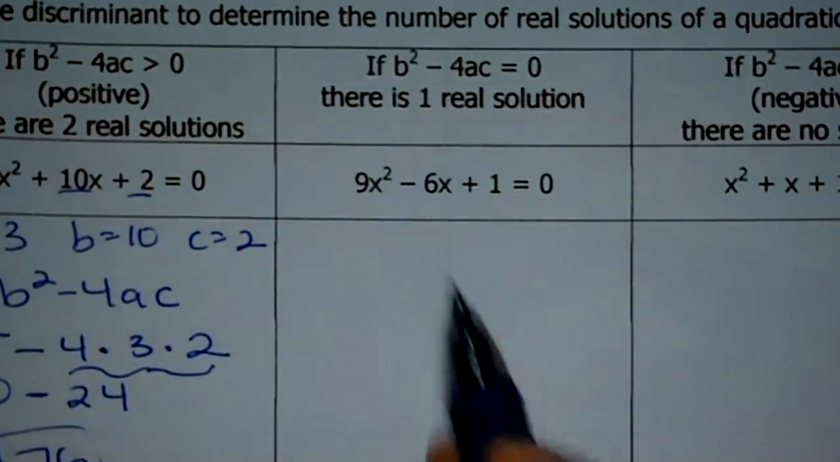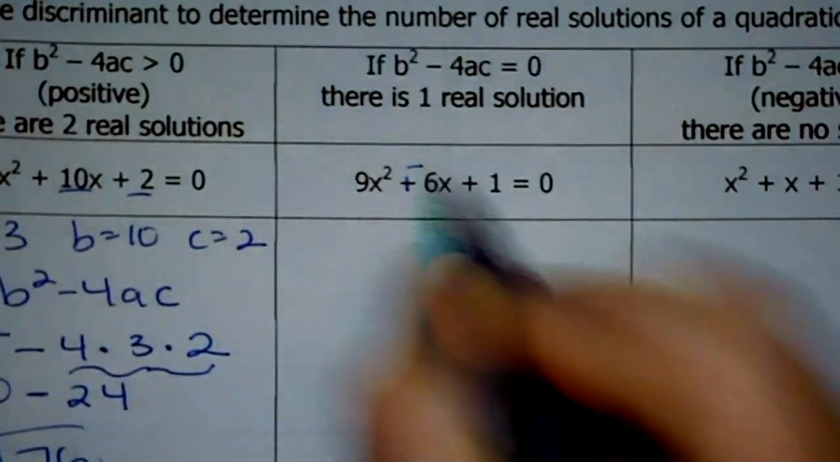Now this is how I'll be able to tell if there's 1 real solution. I'm going to change this.